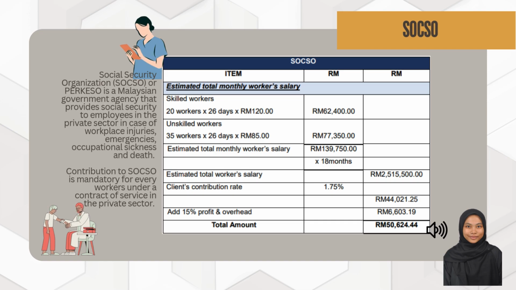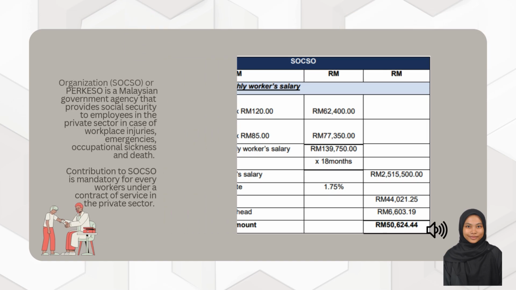To determine the total amount of SOCSO, the estimated monthly salary of the workers is calculated. This data is obtained based on checkout rates online. The total monthly salary of the workers is multiplied by the project duration. The client's contribution at a rate of 1.75% is added to the calculated amount. Then the profit and overhead is added to get the total amount. The total amount for SOCSO is 50,624 ringgit and 44 cents.